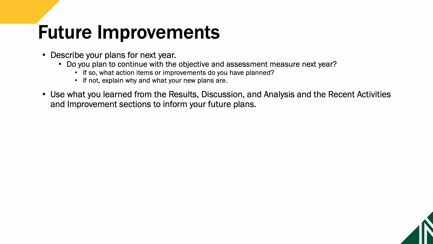In the final section, Future Improvements, you'll describe your plans for next year. Explain whether or not you plan to continue with the objective and assessment measure next year. If so, what action items or improvements do you have planned for next year? If you do not plan to continue with the objective next year and instead prefer to move in a different direction, explain why and then what your new plans are. The Future Improvement section is where you start to close the loop on the assessment cycle. You're using what you learned from the Results, Discussion, and Analysis section and the Recent Activities and Improvements section to begin planning for next year.